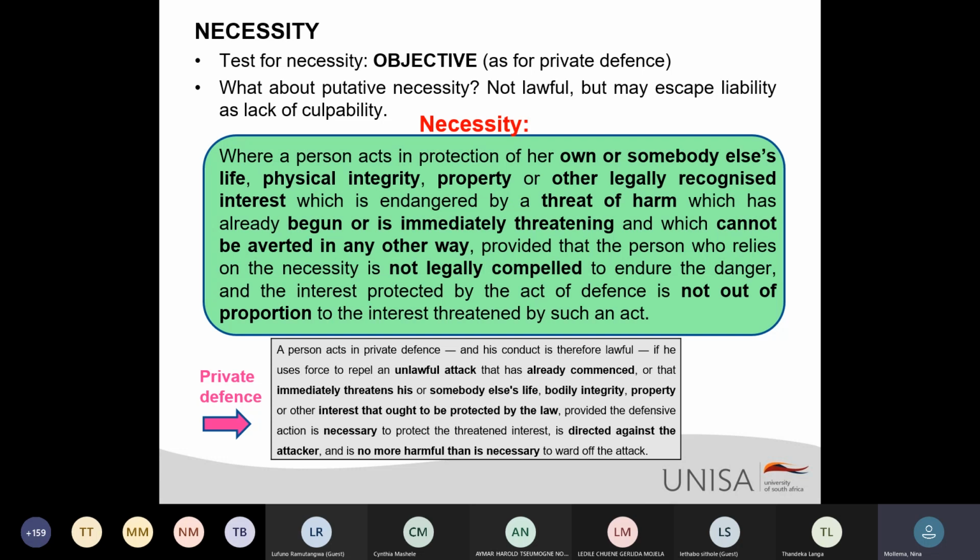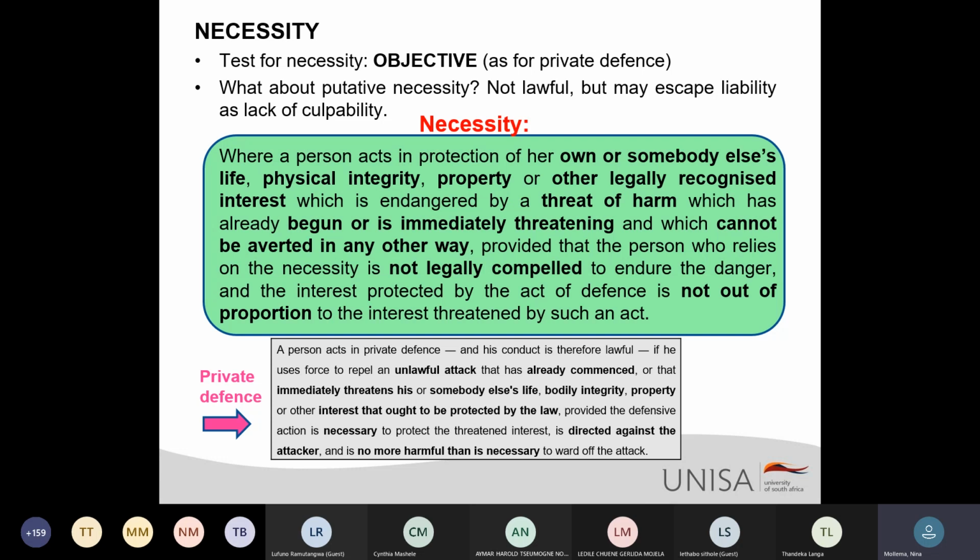In other words, what will the reasonable person, or the general public, the general man or woman out there, think? Was it necessary or was it not necessary? Did the situation actually necessitate what you did, your conduct, or not? So that is why the test for necessity is objective.